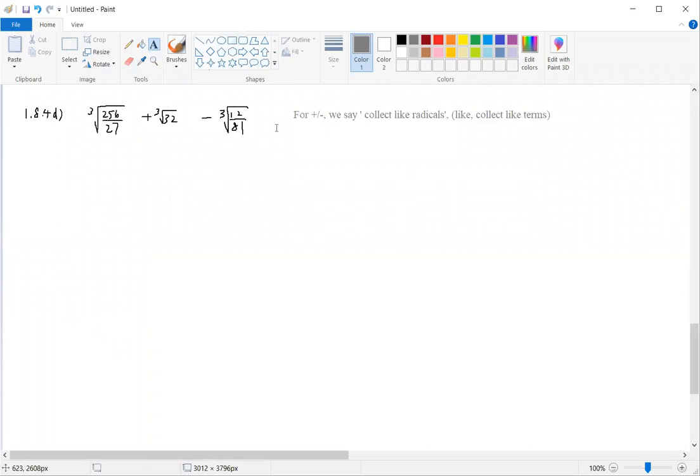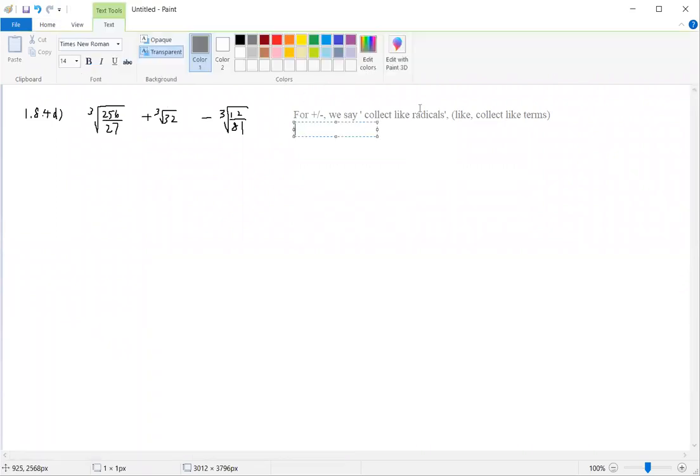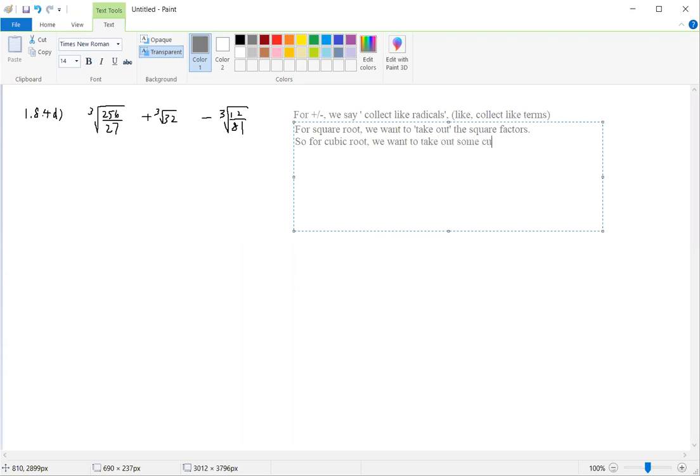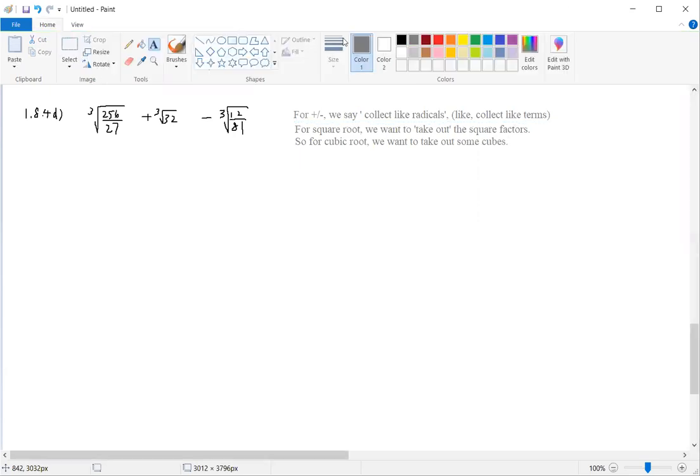Now for square roots, we want to take out the square factor. I'll write another note here. This is a cubic root, the problem is. For square root, when we write to the lowest form, we want to take out the square factors. Now, this is cubic roots, we want to take out some cubes. So maybe we recognize some cubic numbers. Square numbers I wrote above already.